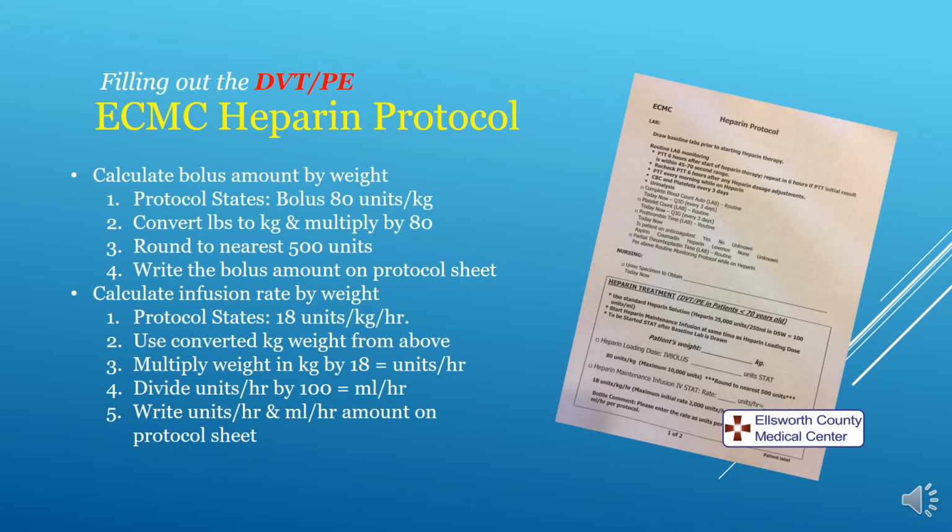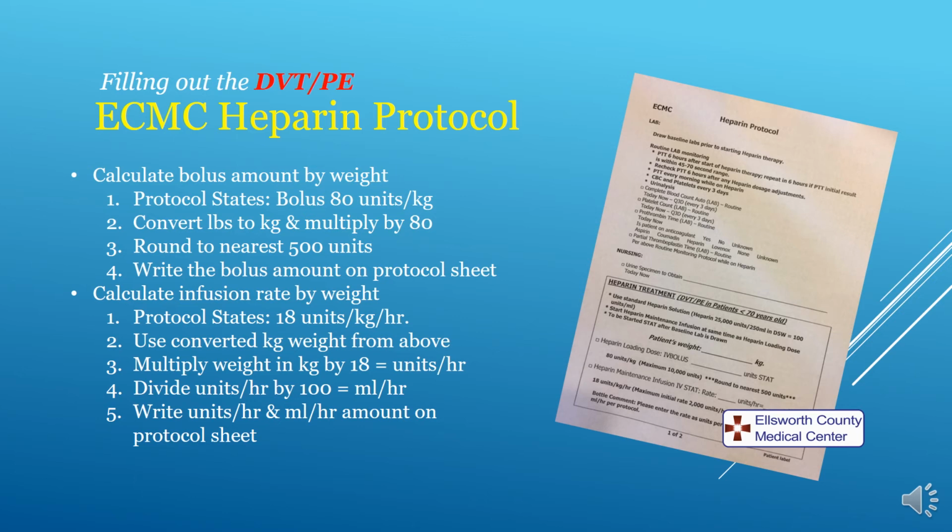At this point, you can begin the calculations for the bolus amount and the maintenance IV infusion rate. First, calculate the bolus amount by the patient's weight. For DVT or PE, the protocol states that the bolus should be 80 units per kilogram. Convert the patient's weight in pounds to kilograms and then multiply the result by 80. Round your result to the nearest 500 units. When you get your bolus amount, write it onto the protocol sheet.